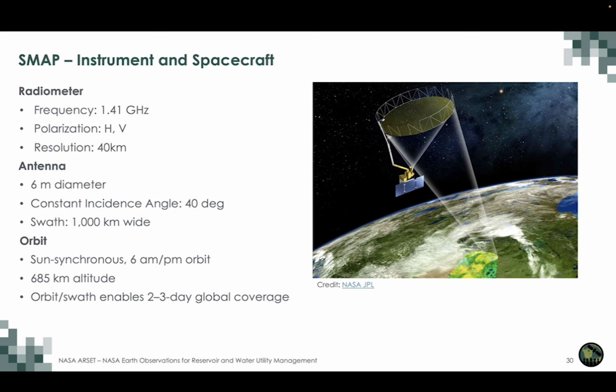The combination of the specific orbit and wide swath enables complete global coverage every 2 to 3 days. This rapid revisit time provides continuous updates on changing soil conditions, allowing us to quickly adjust runoff models and flood forecasts as storms approach.